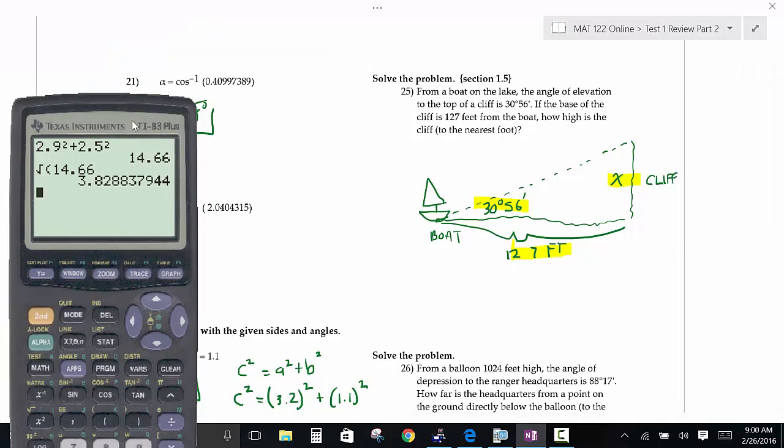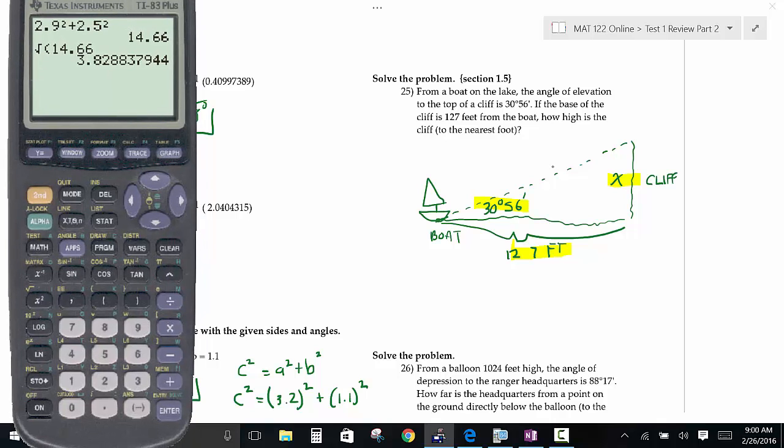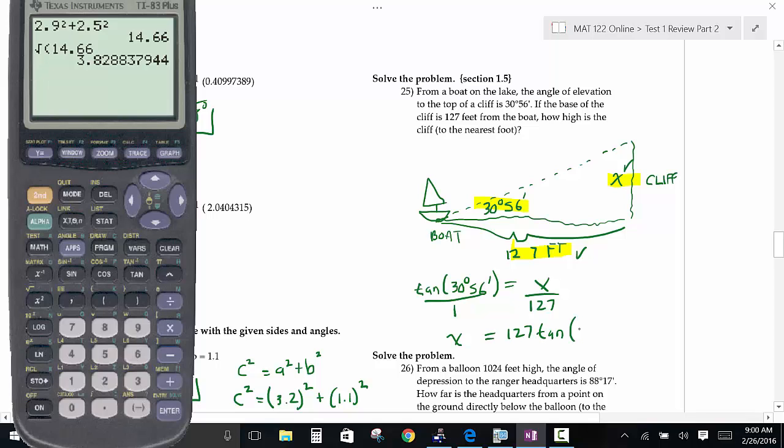Okay, so let's get everything set up then. All right, so what we're going to do is we're going to say the tangent of the angle, 30 degrees 56 minutes, is equal to the side opposite, x, over the side adjacent, 127 feet. What you're going to do is cross multiply this. So you're going to have x equals 127 tangent of 30 degrees 56 minutes.